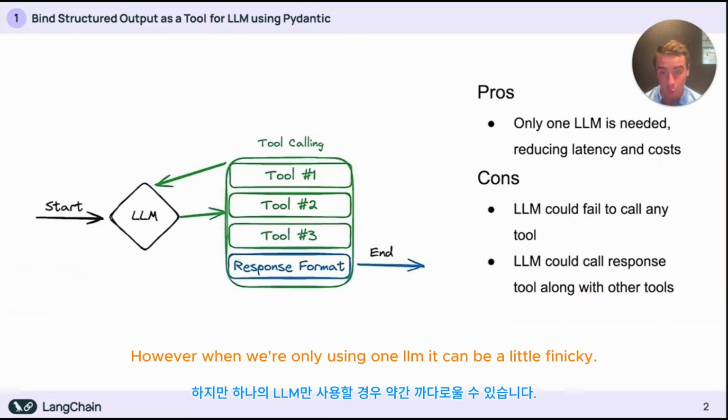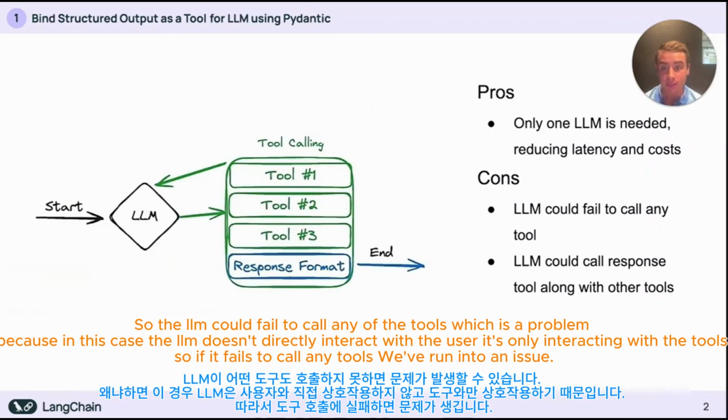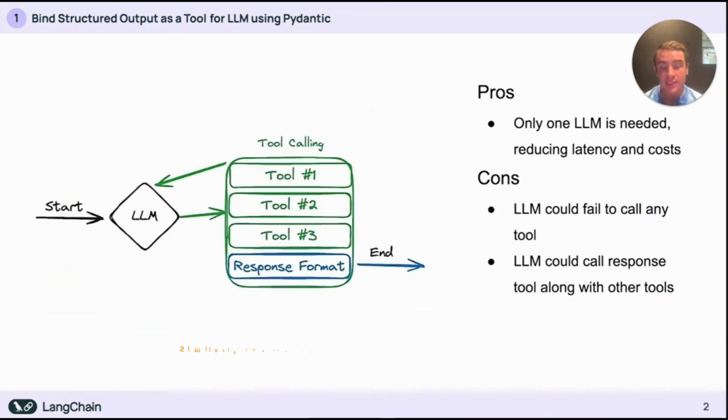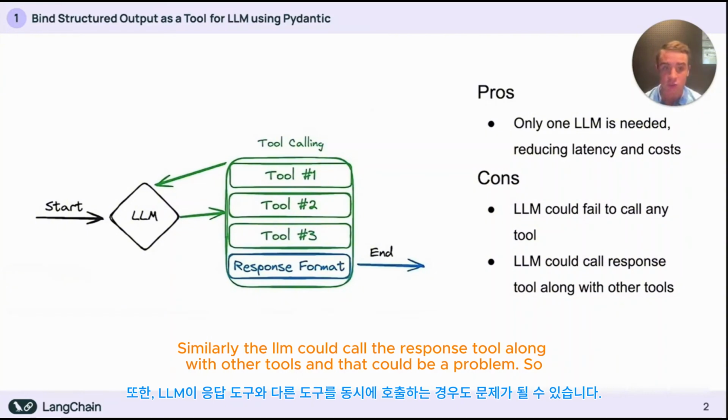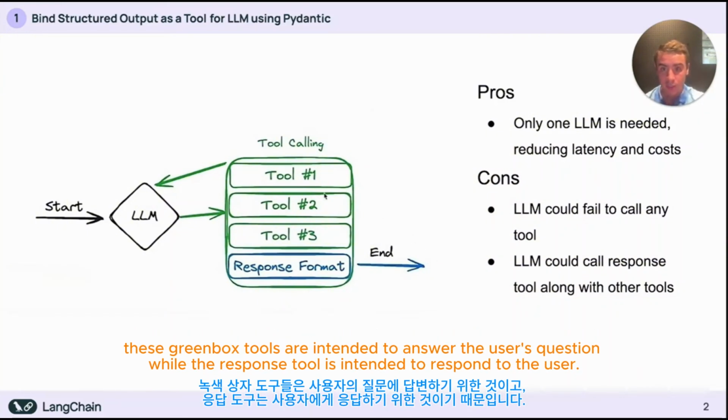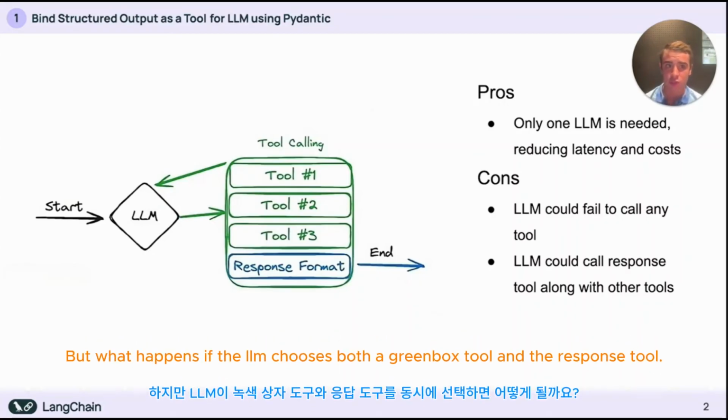However, when we're only using one LLM, it can be a little finicky. The LLM could fail to call any of the tools, which is a problem because in this case the LLM doesn't directly interact with the user, it's only interacting with the tools. So if it fails to call any tools, we've run into an issue. Similarly, the LLM could call the response tool along with other tools. These green box tools are intended to answer the user's question, while the response tool is intended to respond to the user. But what happens if the LLM chooses both a green box tool and the response tool?